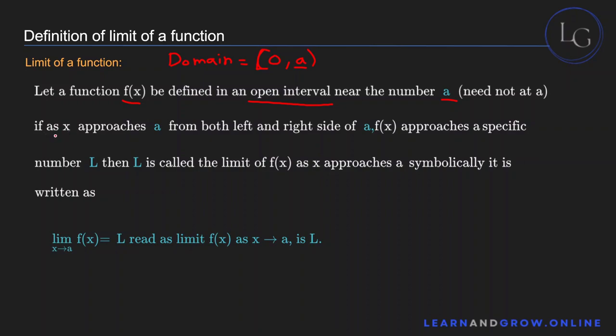If, as x approaches a from both the left and the right side of a, f of x approaches a specific number L, then L is the limit of f of x as x approaches a, right? And this is how it's written, but let me just first explain what this basically means.